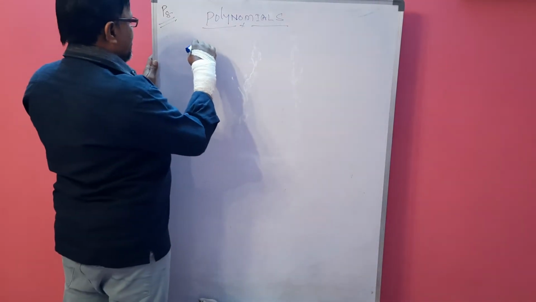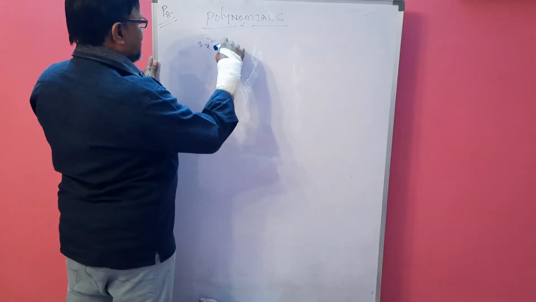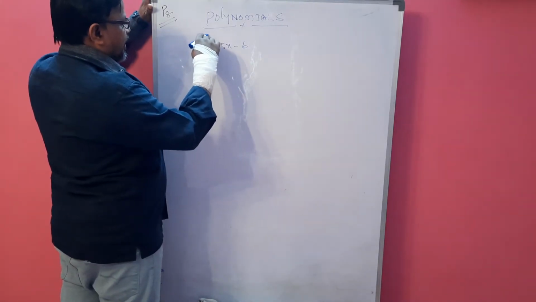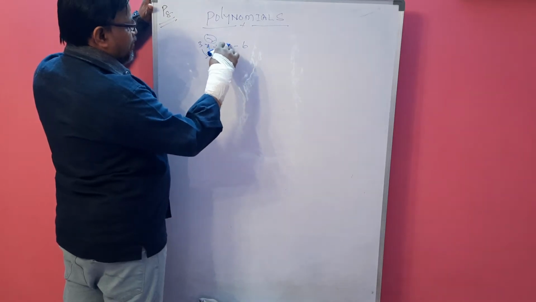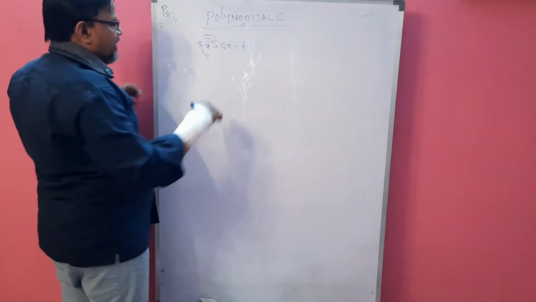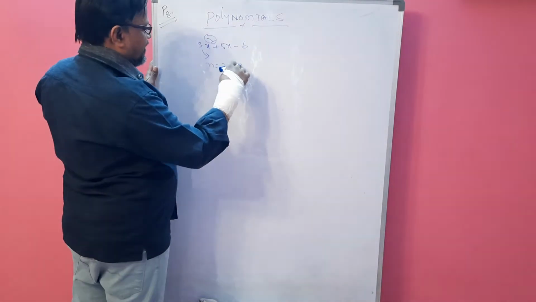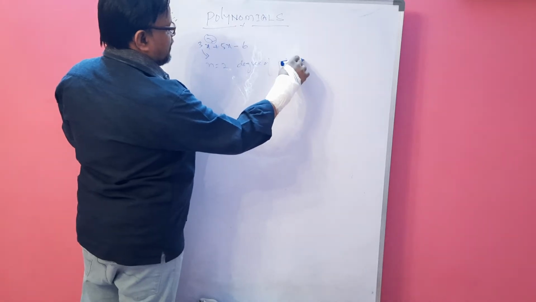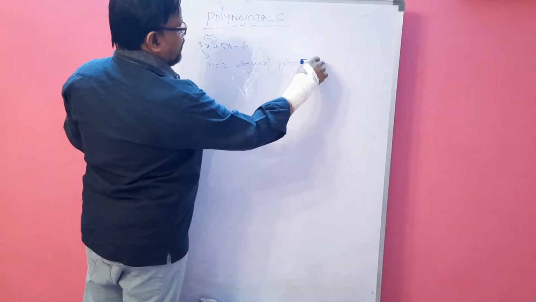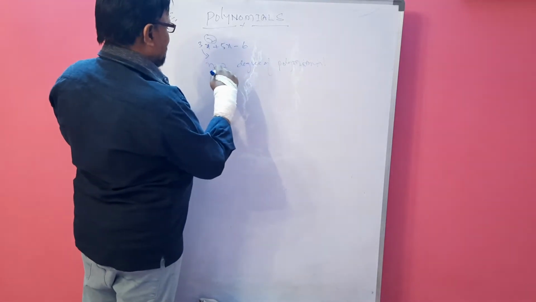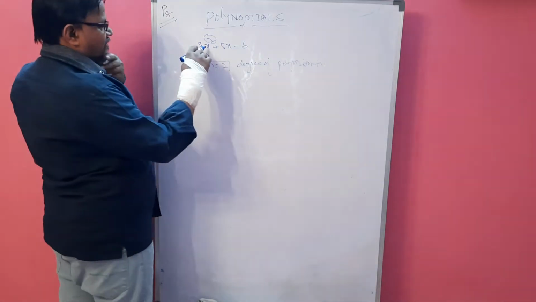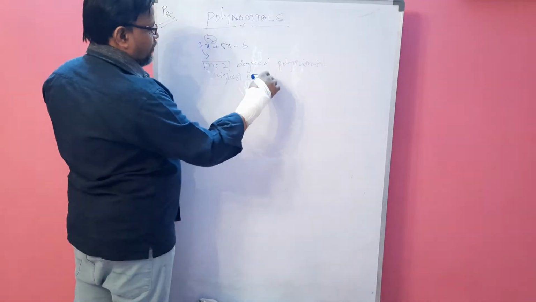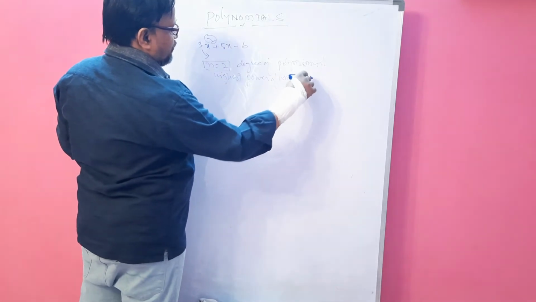Now let's take an example. 3x square plus 5x minus 6 is a polynomial. Here the highest power is 2, here the power is 1, and this has no power, that is x power 0. So n equal to what? 2. So the degree of the polynomial is 2. This is the degree of the polynomial, n equal to 2, the highest power of the variable x. Okay, this is the highest power of the variable.